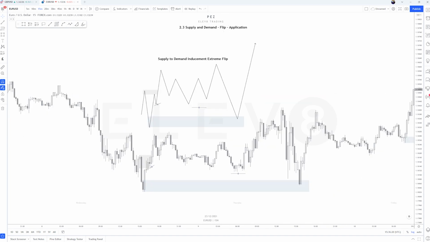In this example, you can see we have the supply to demand inducement extreme flip. So all it is, price comes into this supply here, which is created through the break of structure here. It taps in, pulls back slightly, and then breaks through. So what this does is then creates inducement for the extreme here. And what happens is price plays around a bit, creates some more inducement here, tries to push up, but then comes down to mitigate this extreme, and then finally runs away.